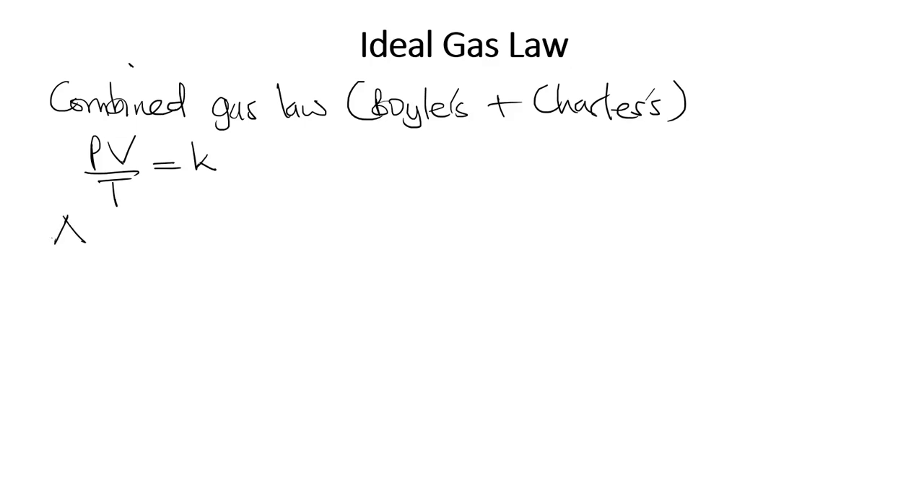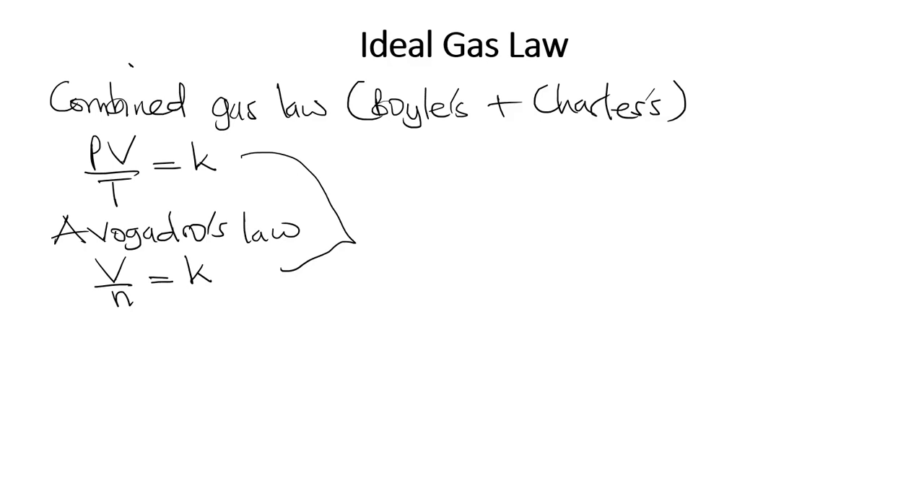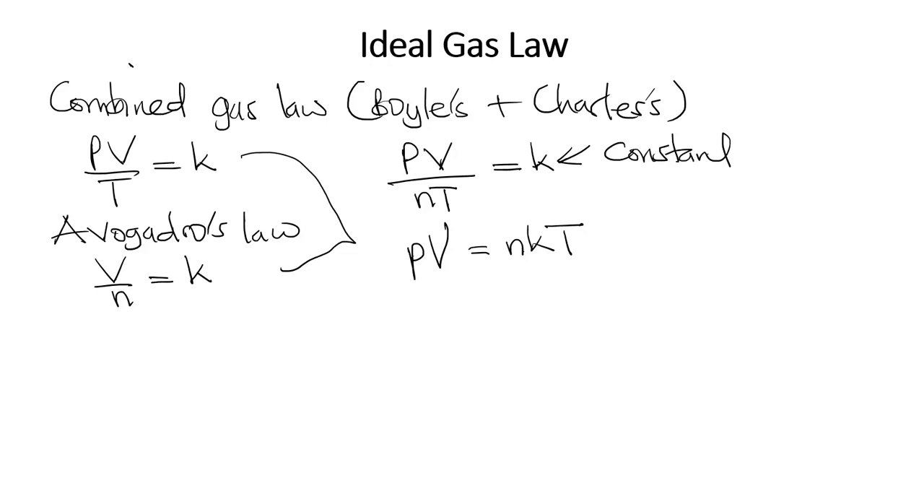And then we have Avogadro's law here, which says V over N is equal to K. So if we combine these two laws, we are going to have PV over NT is equal to K. Or we can say PV is equal to N K T. So we are saying this K is a constant.